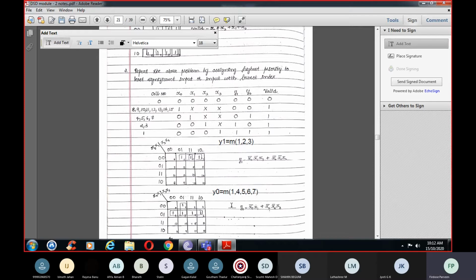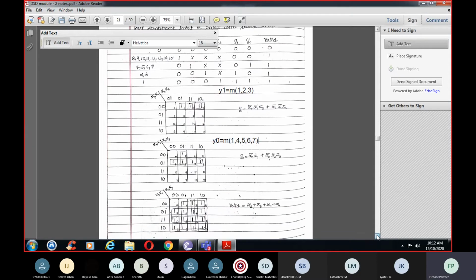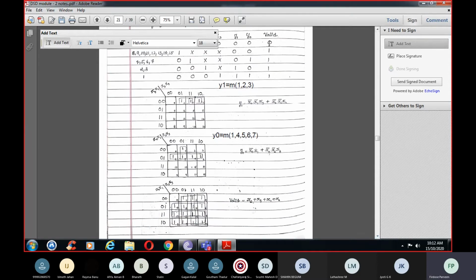And I'll fill up the K-map for this. Okay, I'll fill up the K-map, make the groups and write the expression. In the same way, for valid also you will do. The first cell, that is cell number 0, will not have a 1; the rest all have 1. So write the 1s in the K-map, do the grouping and write the expression for valid.